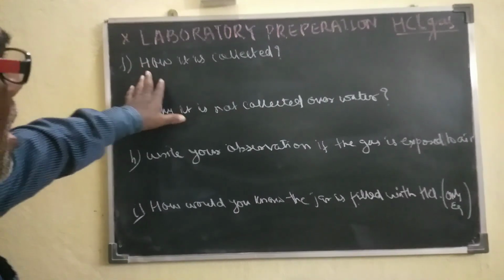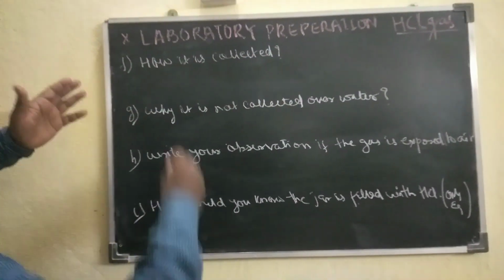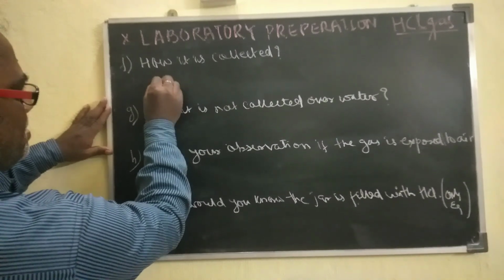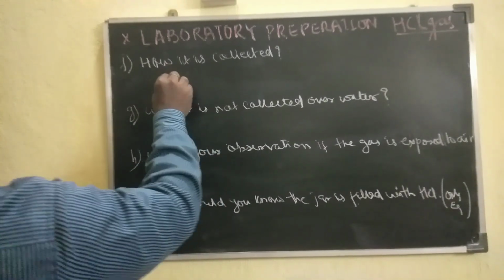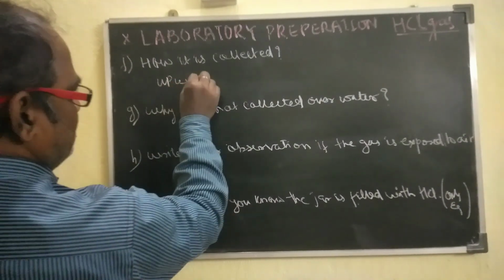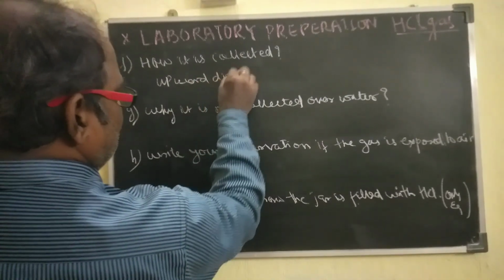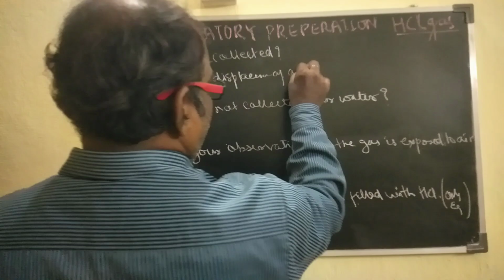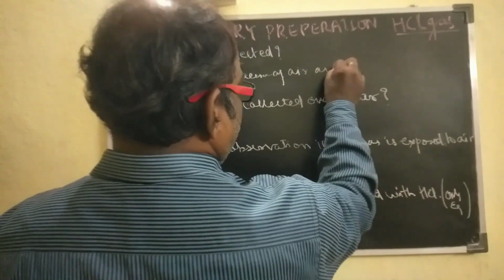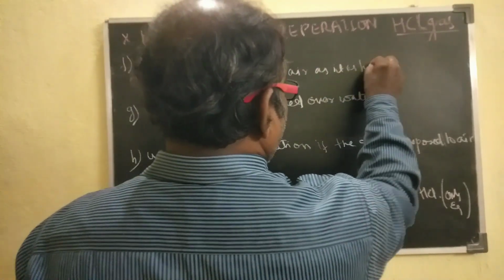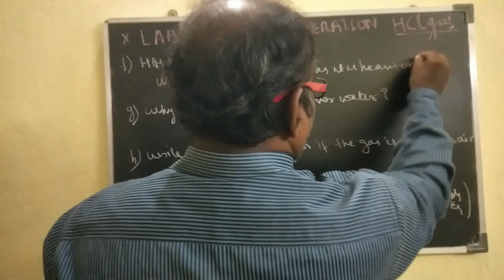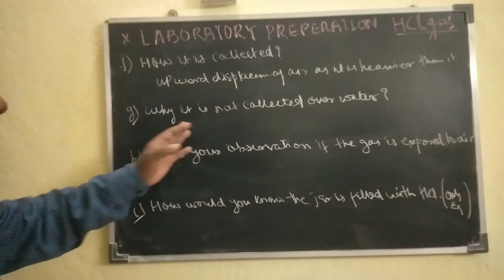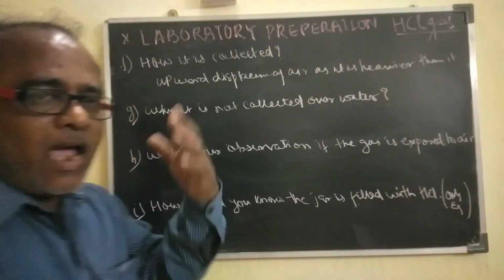Question number F. How is it collected? So the gas is collected by the upward displacement of air. You can write here upward displacement of air, as it is heavier than it. Why is it not collected over water? Because it is highly soluble.